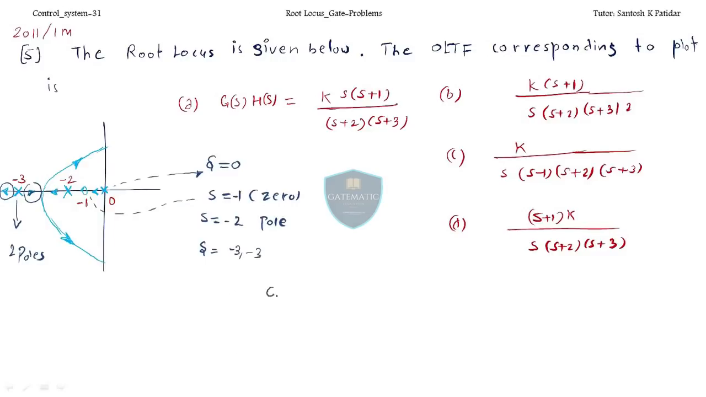Now let's frame the transfer function GSHS, that is the open loop transfer function. Definitely you will be having some DC gain or constant K. S plus 1 is your 0. At S equal to 0 you have a pole. S equal to, sorry, it's equal to 2 also you have a pole. At S equal to 3 you have two poles, isn't it? Is there any option like this? Yes, option B is the correct one. So is it clear to you?